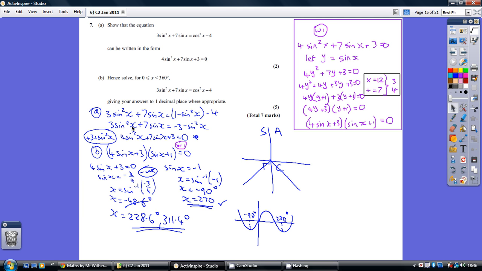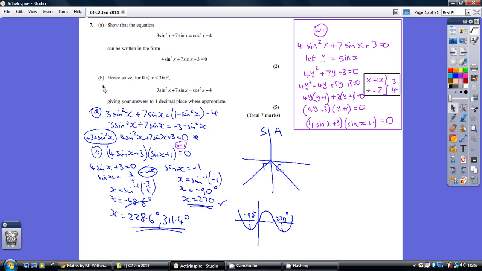Now turning this into a quadratic equation, taking all of this on the right over to the left hand side by adding 3 and adding sine squared x to both sides, we get 4 sine squared x plus 7 sine x plus 3 equals 0, which is what we've been asked to show.